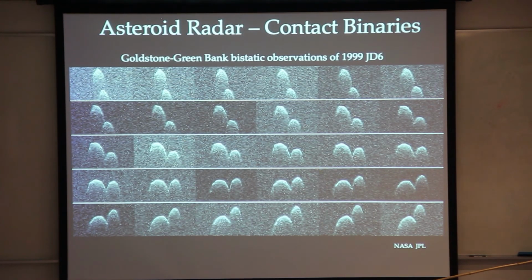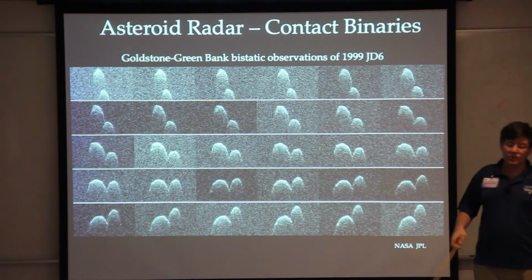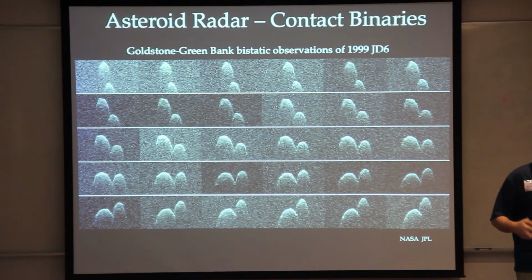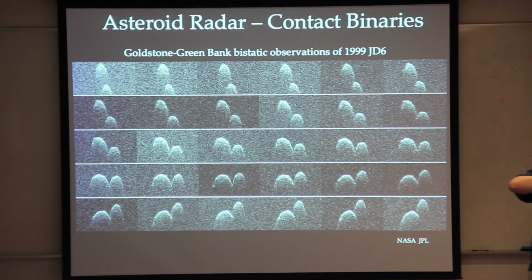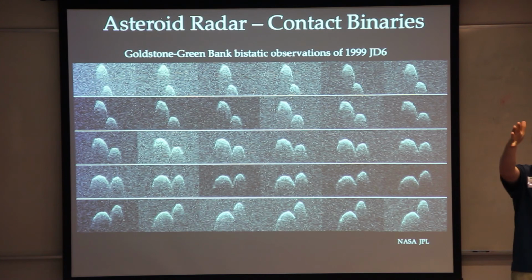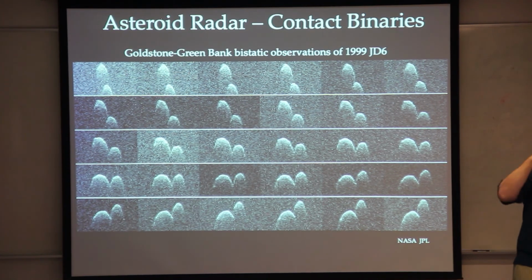Here's another fun image. This is a contact binary. So this is bistatic observations, where the object is so close to the Earth that the radio telescope, normally what happens is the radio telescope will broadcast out, flip over to the receiver, wait for the pulse signal to come back, and then it will flip back, broadcast again, and so you'll build up this data over long periods of time that way.